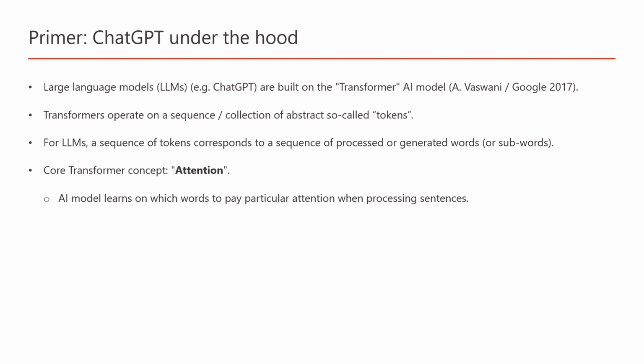And of particular interest these days are the large language models, such as ChatGPT and the rest. They are all built on what's known as the transformer AI model. This was presented in 2017, and it's built on a core concept known as attention, where the AI model learns on which words to pay particular attention.